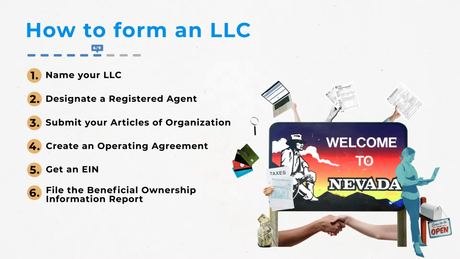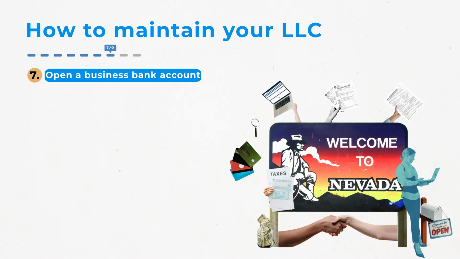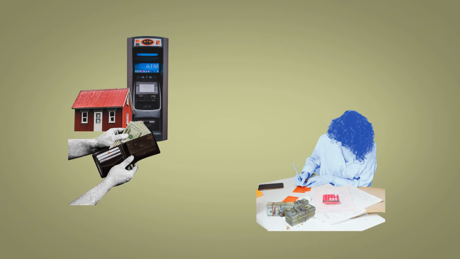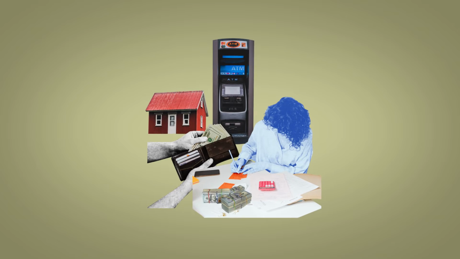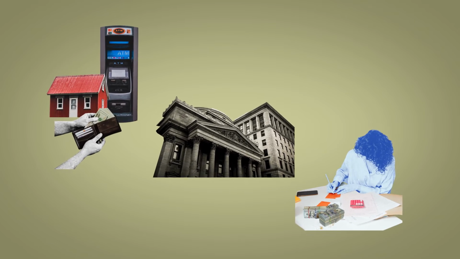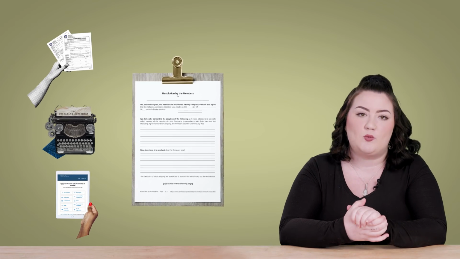Now that you've taken care of your LLC's initial needs, you need to maintain your business. Step 7 is opening a business bank account. Mixing personal and business finances potentially erodes the separation between you and your LLC and puts your LLC's limited liability in jeopardy, so a business bank account can help keep that separation intact. Let's go over what you should typically bring with you to the bank. You should bring a copy of your Nevada Articles of Organization, operating agreement, EIN, and an LLC resolution to open a bank account if your LLC has more than one member.